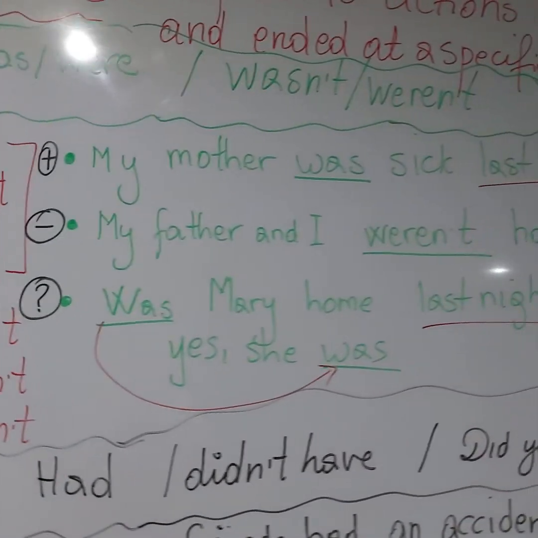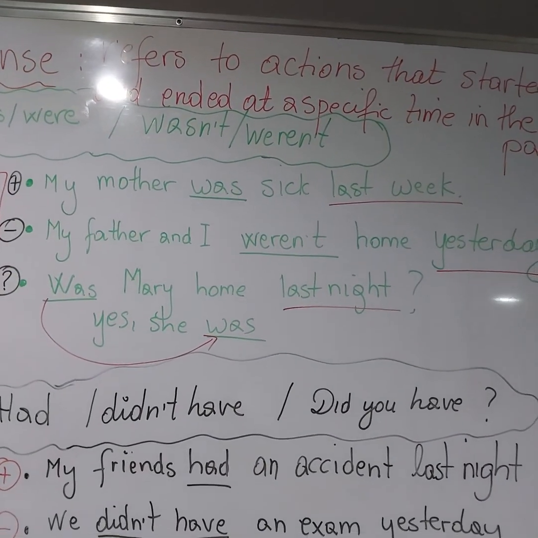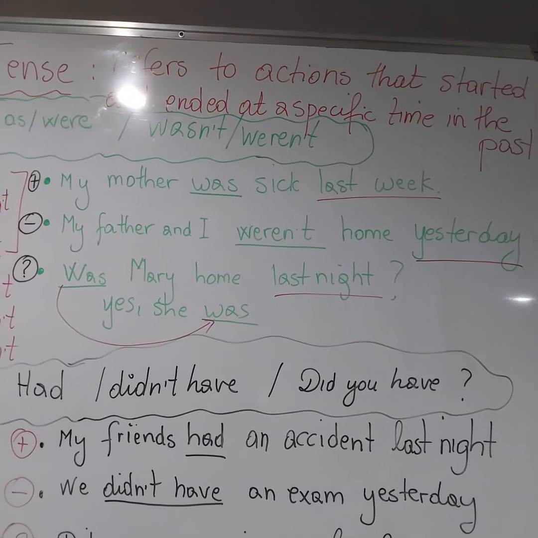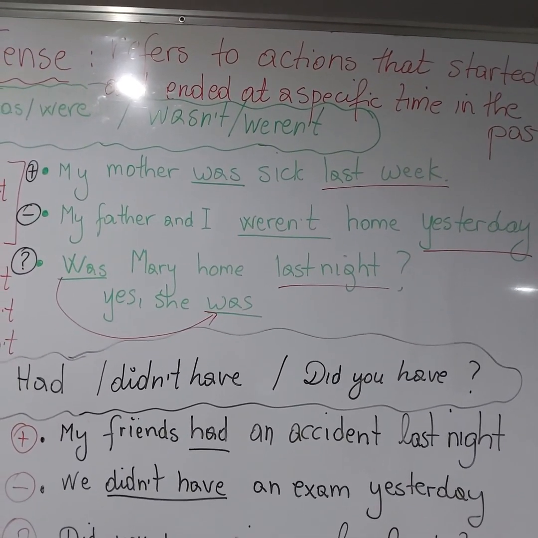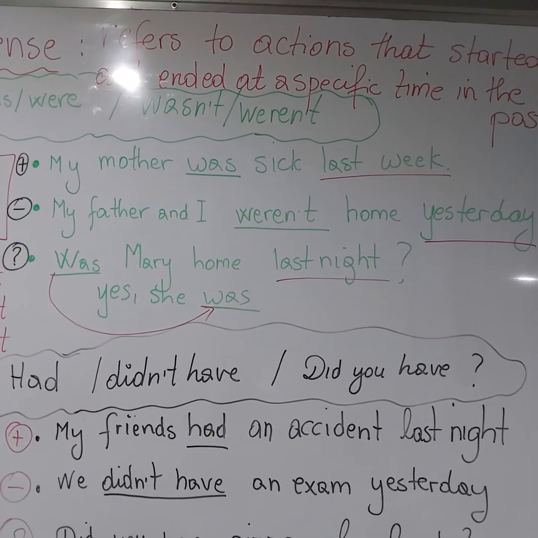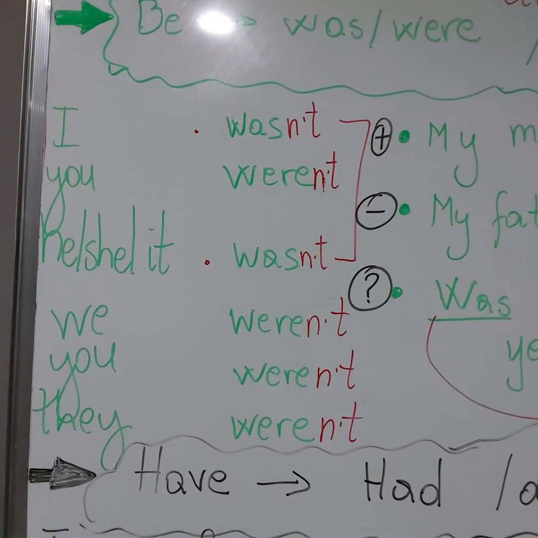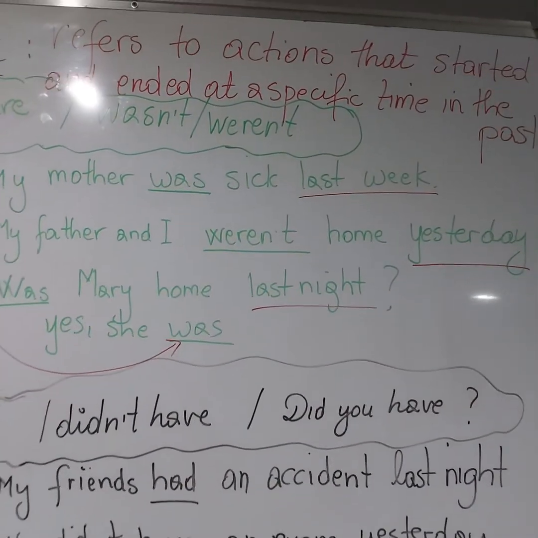Let's see some examples. The positive, negative, and the question form. My mother was sick last week, so it refers to a past action. Now she's fine. She's not sick anymore. She was sick last week. My mother, she. If you see the conjugated verb, she was, so be careful with the subject.